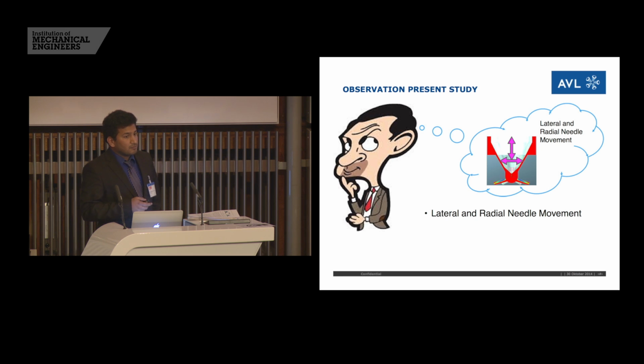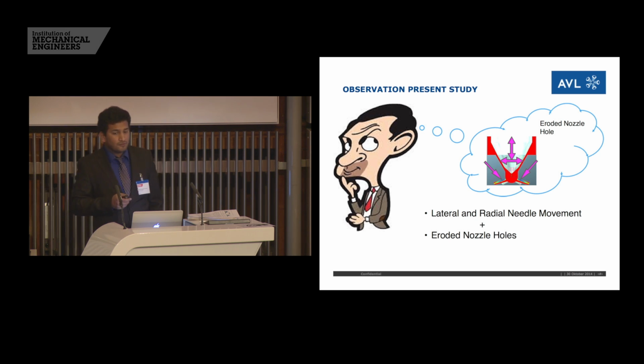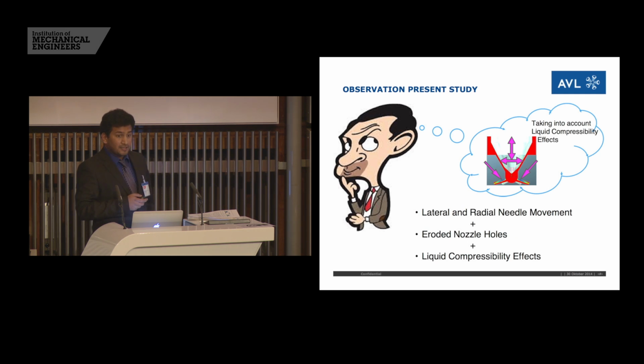So what I observed from this literature study is that when an injector is considered, its movement, like the lateral and radial movement, is really important. So I took this for my present study. Then the eroded nozzle holes can provide a real asymmetry of the flow, which is also really important. And then the liquid compressibility effects, which we will see in my results. So these are the three main key parameters which I considered in this case, and which I think are more important.